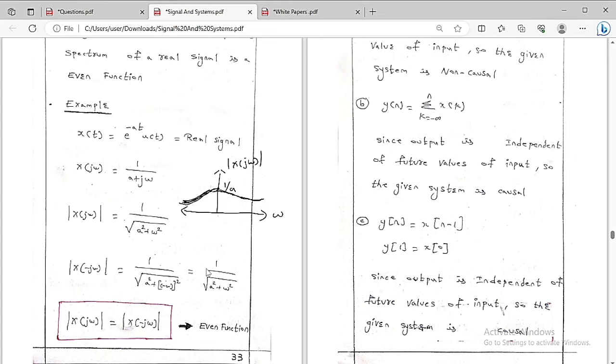Therefore, finally, I want you to remember only one thing. When x of t is a real signal, the amplitude spectrum or the magnitude spectrum is always an even function, whereas the phase angle spectrum is always an odd function. This point you always have to keep in your mind. So this is the correct solution of this question.